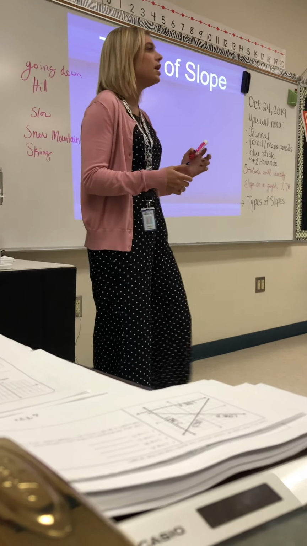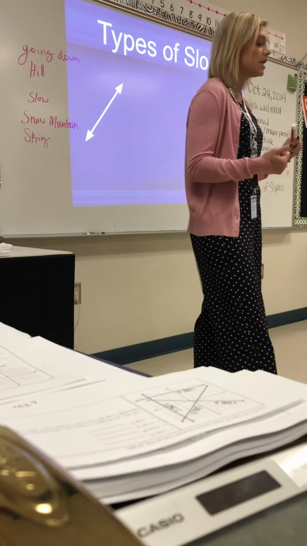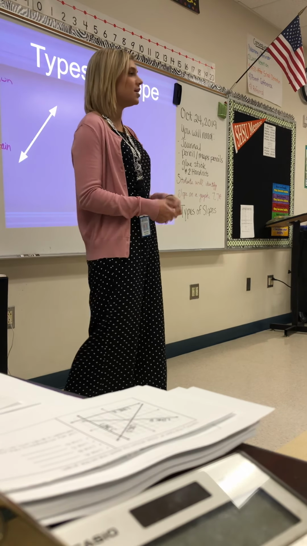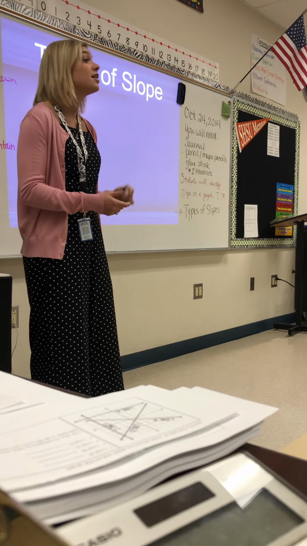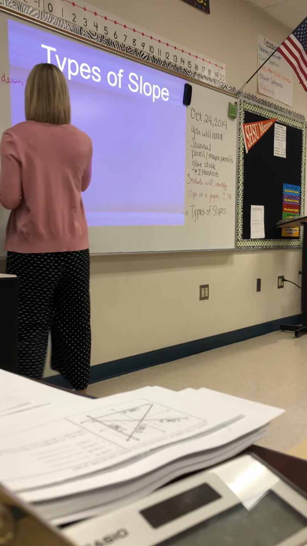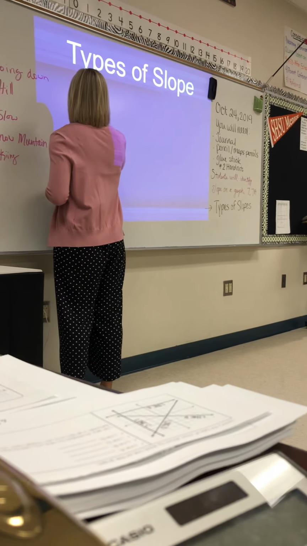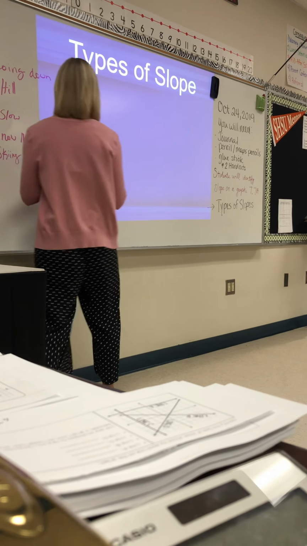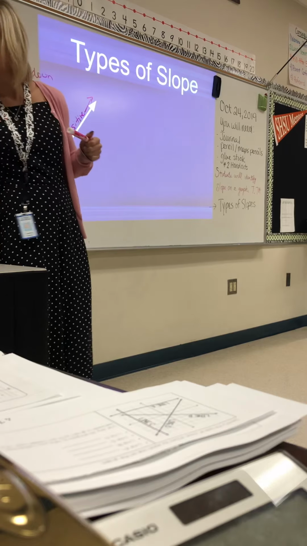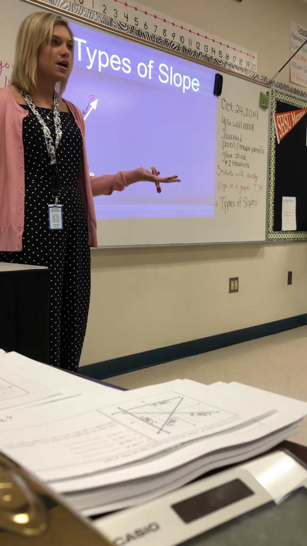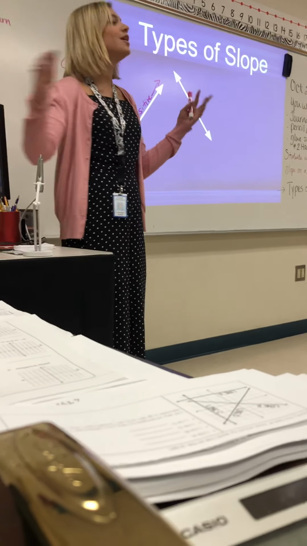These are the 4 different types of slope: undefined, negative, positive, and 0. Colby, why do you think it's positive? Because it's going up. It's going up the hill. It's a positive slope.